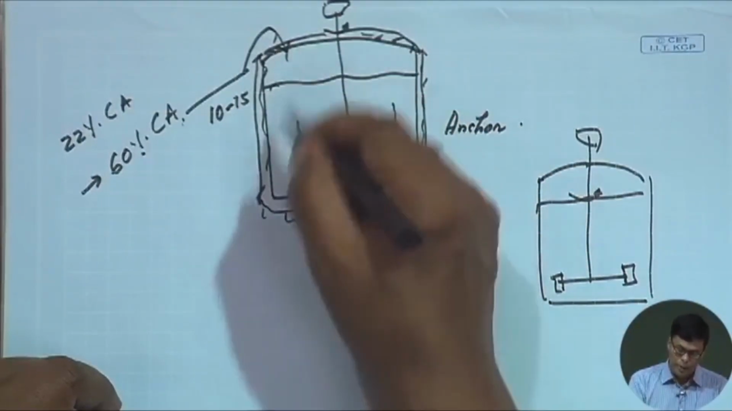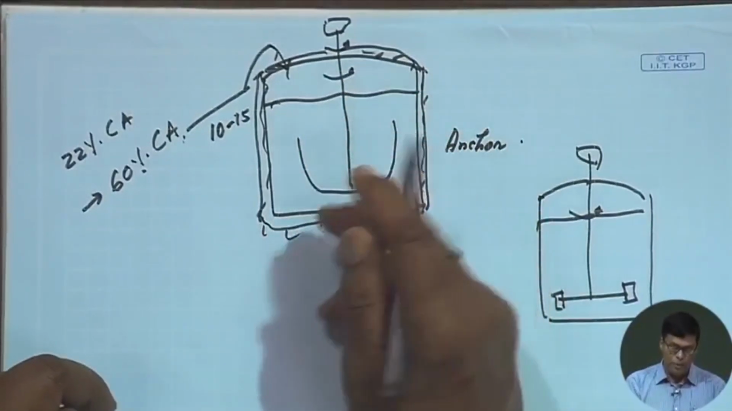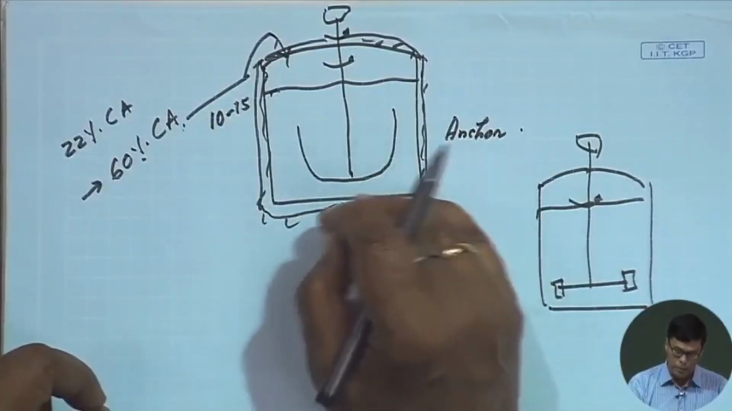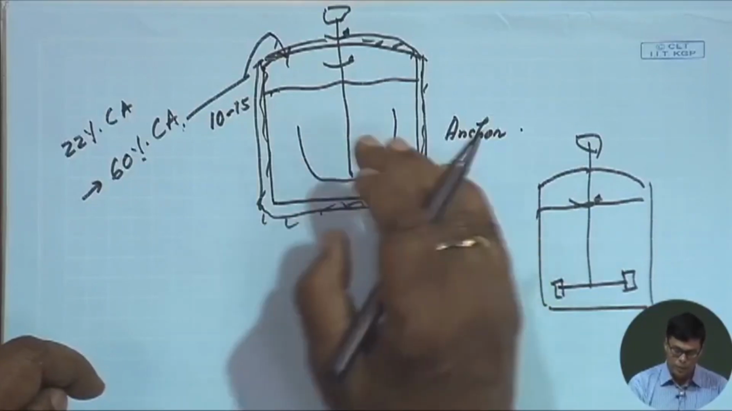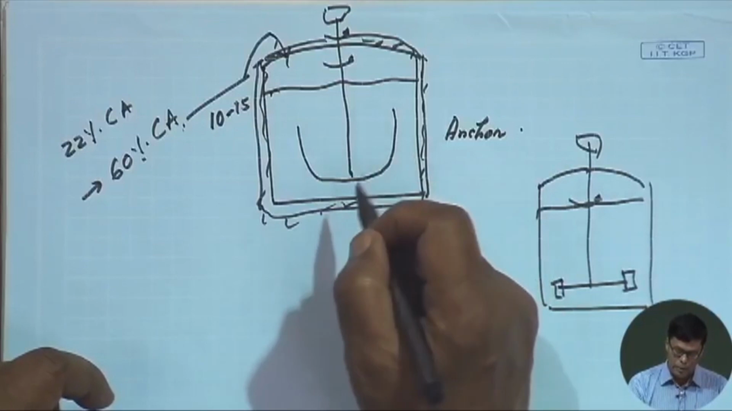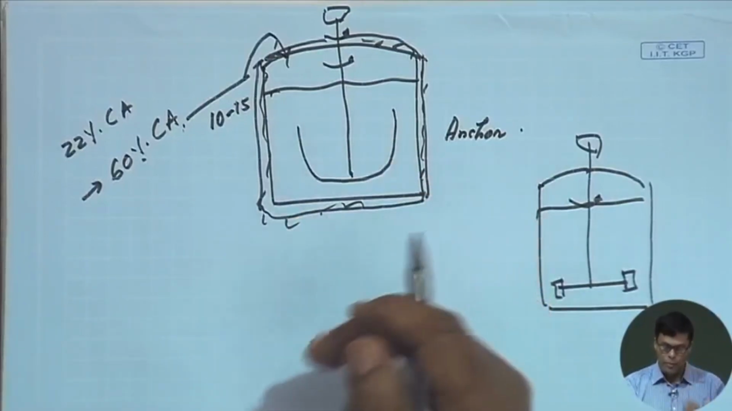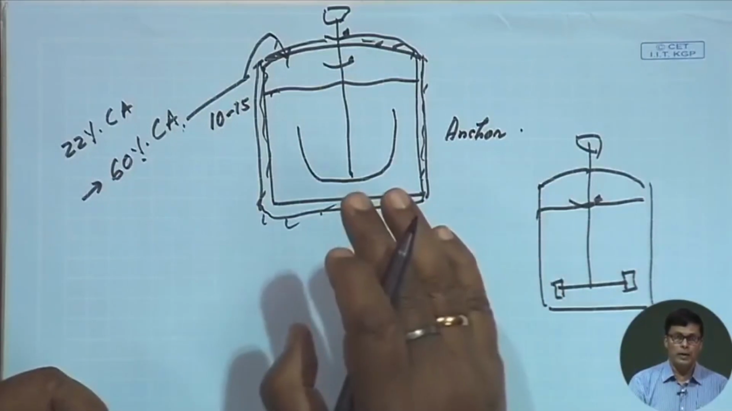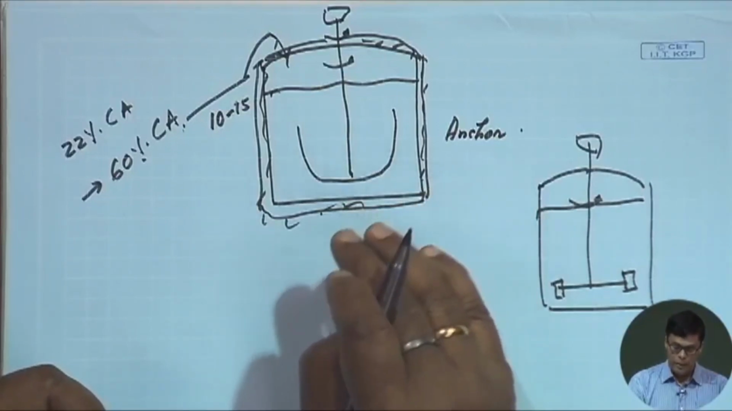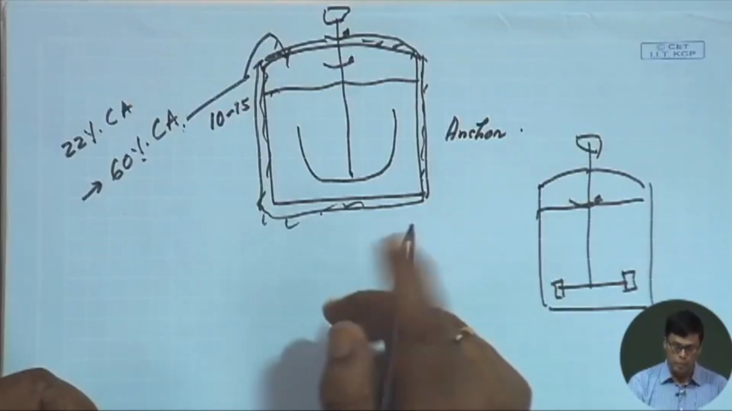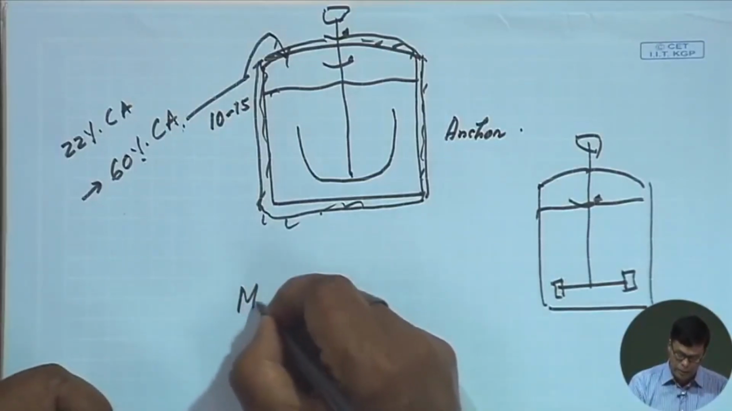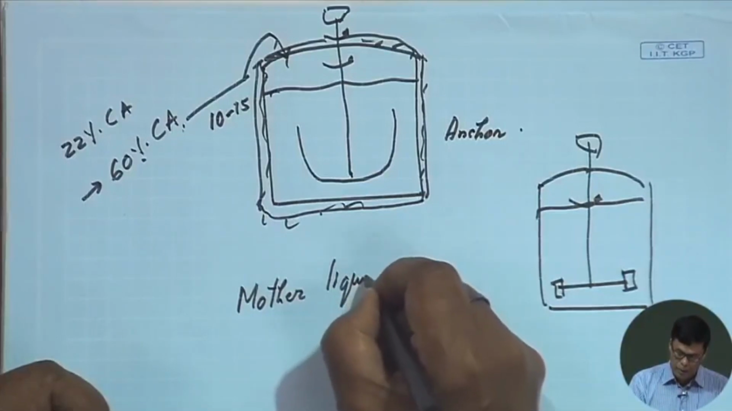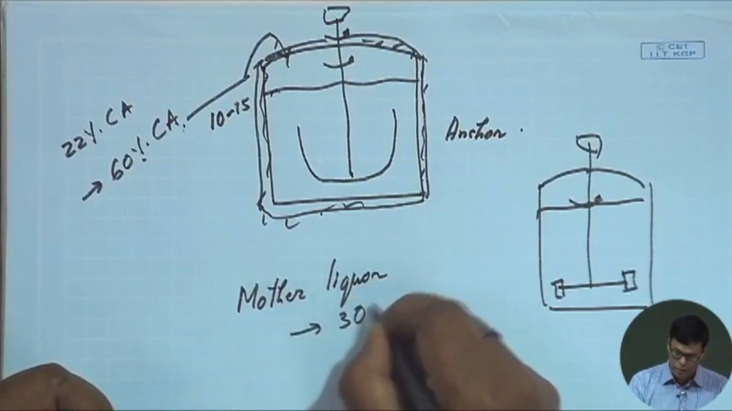So we put it in and move the agitator, and with respect to time there will be crystal formation taking place inside. When maximum crystal formation has taken place, we take the material out and pass it through the centrifugation process. Through centrifugation we can separate the crystals from the liquid, and the liquid we consider the mother liquor, because whatever liquid remains after centrifugation is called mother liquor. This mother liquor also contains about 30% citric acid.